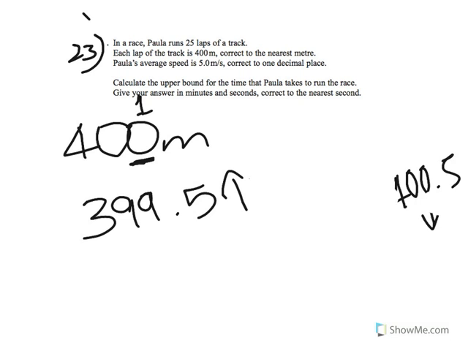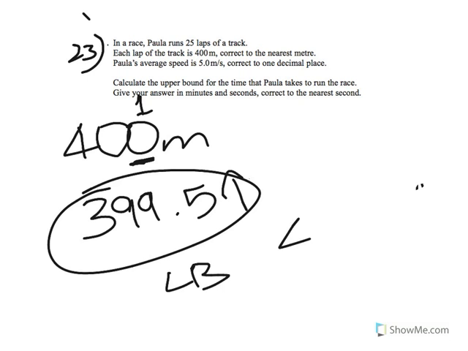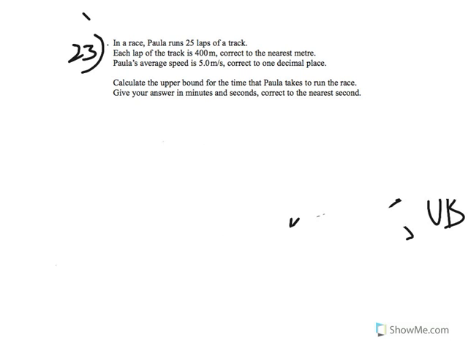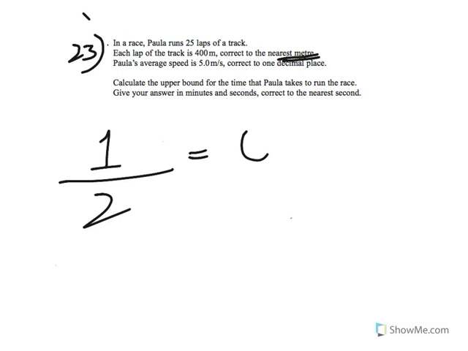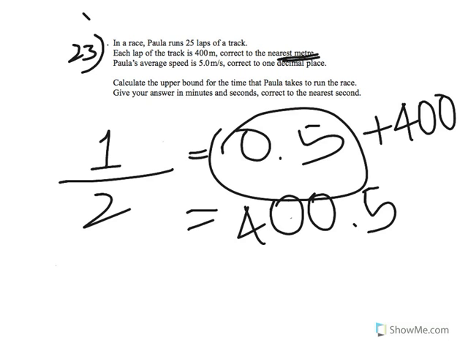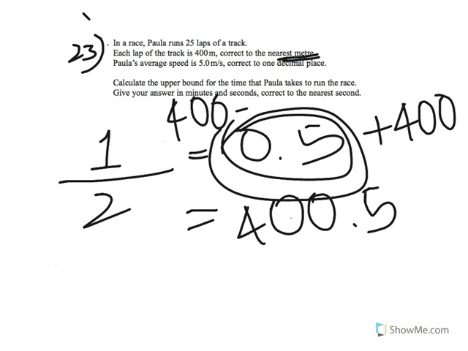So 399.5 is the lower bound, and 400.5 is the upper bound. Now, I'll show you a simple way of calculating it. 400 has been rounded to the nearest 1 meter, so all you have to do is divide this by 2 and you get 0.5. To find the upper bound, you add this to the original, 400, and you get 400.5. To find the lower bound, you do 400 minus this, and you get your lower bound.